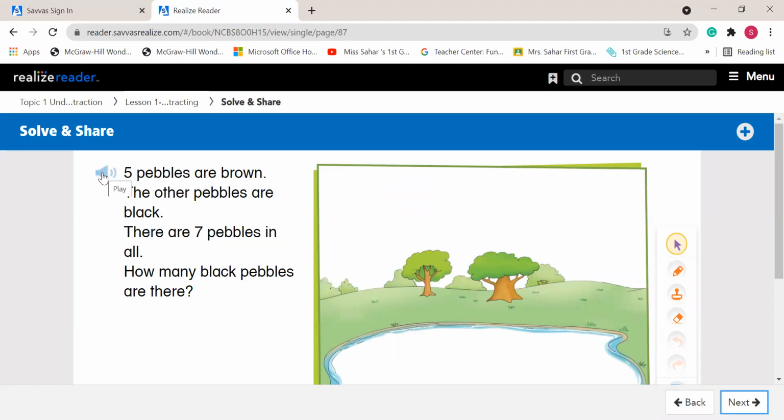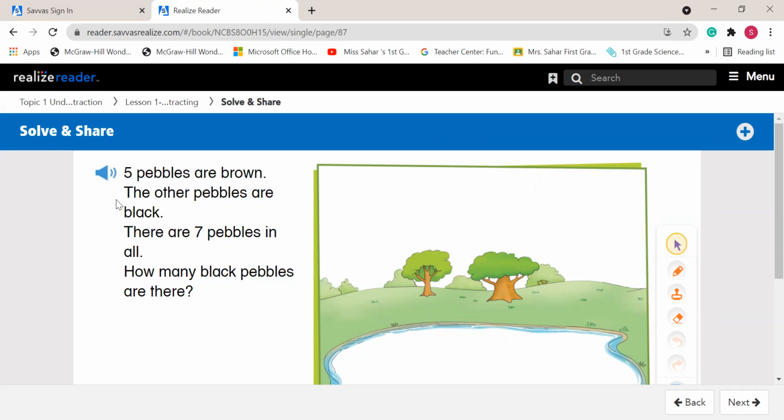Okay, let's see what we have here. 5 pebbles are brown. The other pebbles are black. There are 7 pebbles in all. How many black pebbles are there? So today's lesson, we're going to practice adding or subtracting, but it's word problems. As you see, it will be a few sentences. We need to find out what we have to do. We need to understand which part we are looking for. Are we adding or subtracting?